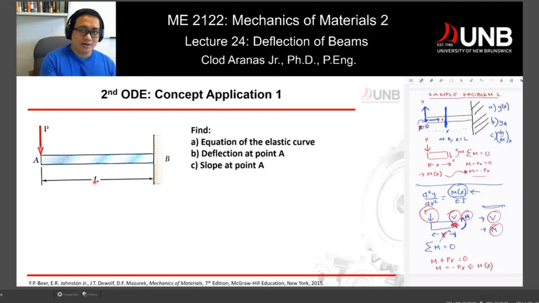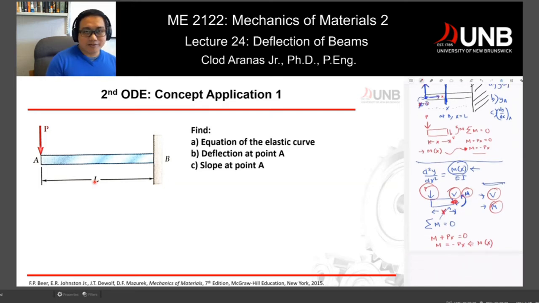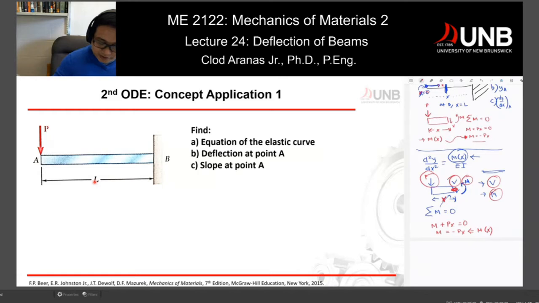And again, your P could be anything, could be 5 kilonewtons if you want, 10 kilonewtons. So you can see that your M at this specific spot is negative Px. So now I establish my M as a function of X. I can now go back to my second order differential equation. I'll just substitute this M sub X to this point right here, and then I'm going to get the following.